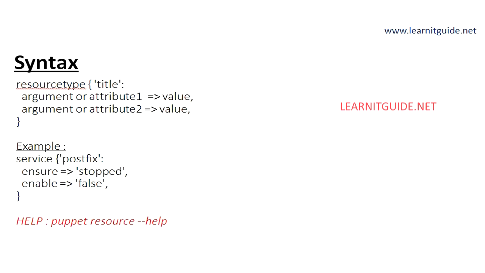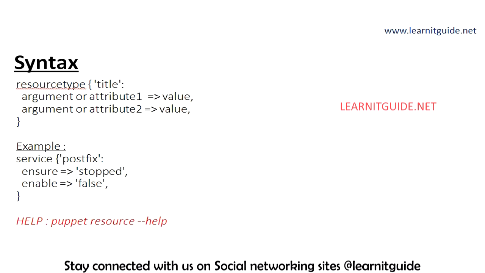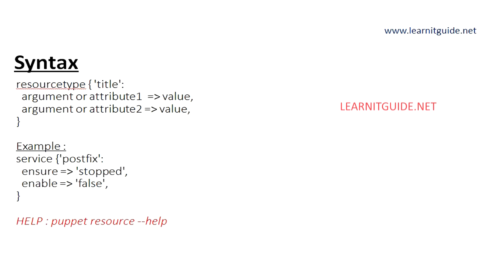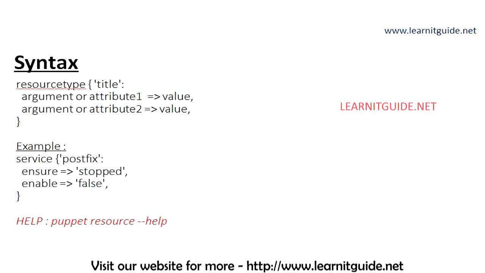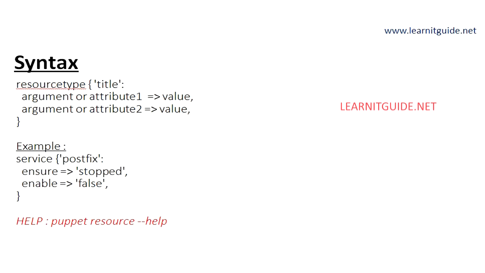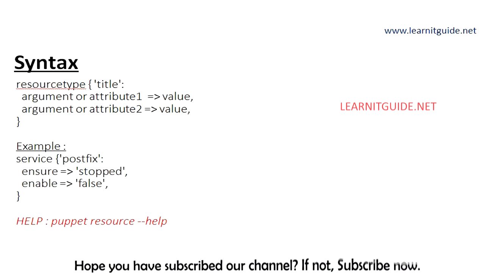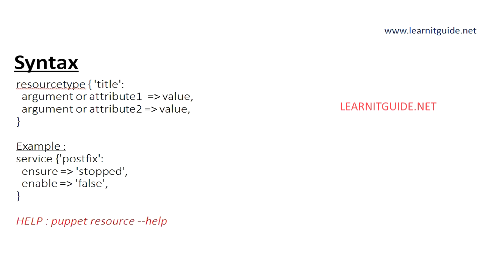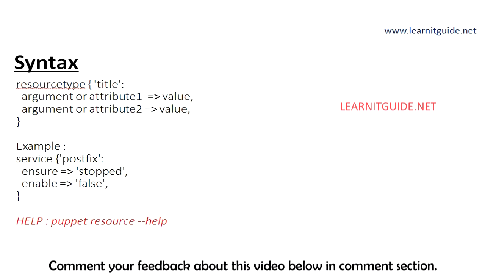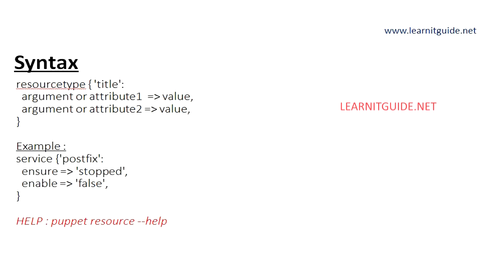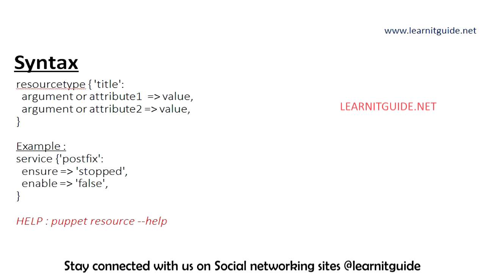First you need to give the resource type. Further, within the braces you have to call the title of the resource type, then the argument or attribute followed by its value. In the example I have given below, the resource type is service, and I'm calling that resource postfix, so it is easy for us to identify or troubleshoot anything.